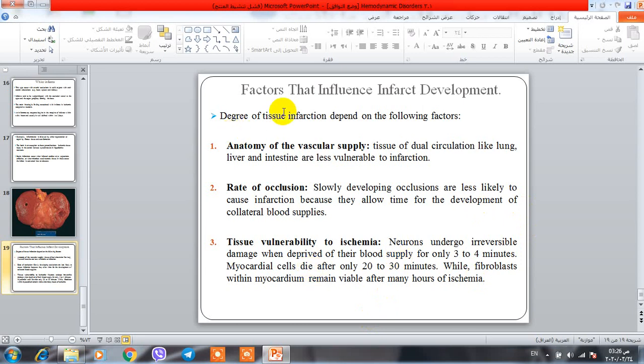To repeat the factors that influence infarction: anatomy of the vascular supply, meaning whether the affected organ is of end artery type or has a dual circulation. Of course, tissues of dual circulation are less vulnerable to infarction. The rate of occlusion: the slower the rate, the more chance to develop a collateral circulation, and this minimizes the area of infarction after occlusion of the main artery. As for tissue vulnerability, the less susceptible the tissue is to infarction, the harder the development of infarction in the affected organ. Thank you very much.